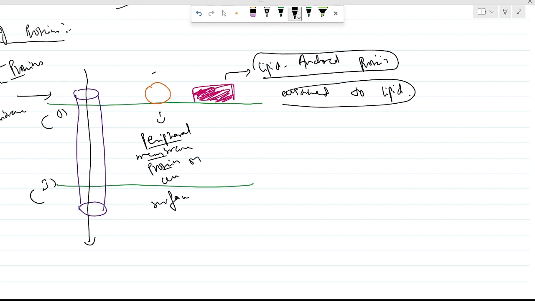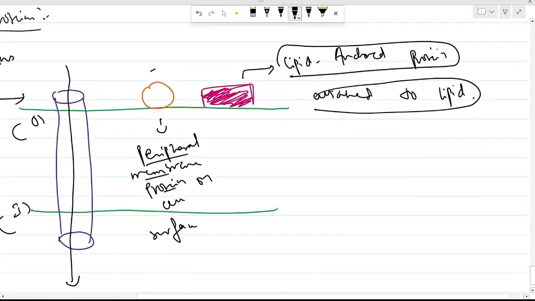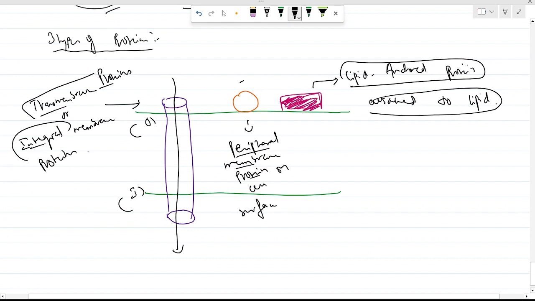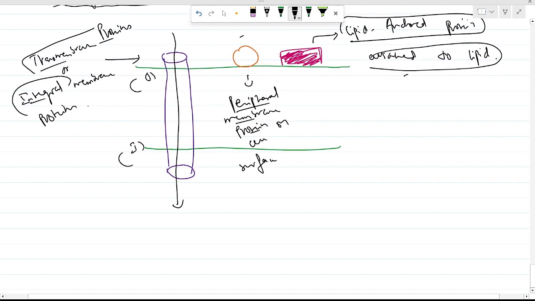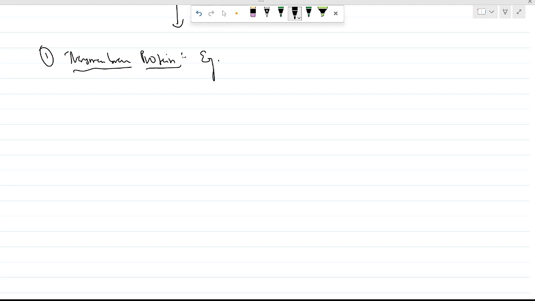So these three types of proteins we have seen. The transmembrane proteins or integral membrane proteins: this protein spans across the membrane. The second type is the peripheral membrane protein, present on the cell surface. And the third type is the lipid anchored protein, attached to lipid. First we are going to see the transmembrane protein, also called integral membrane protein. The most important examples are the receptors.